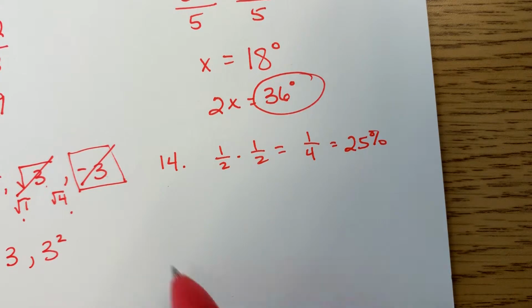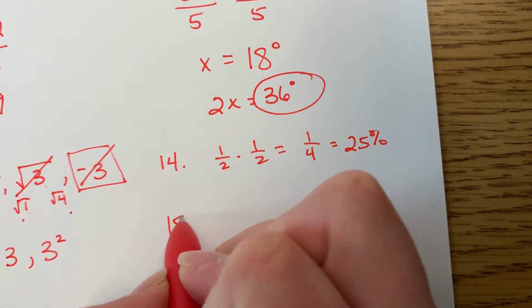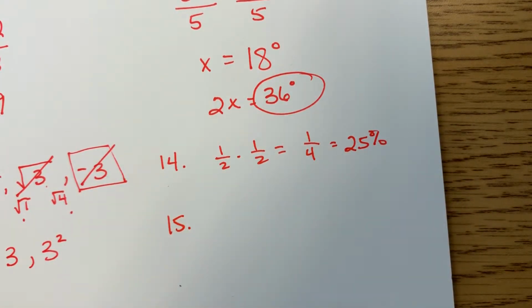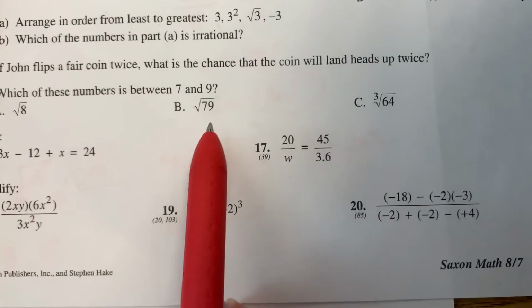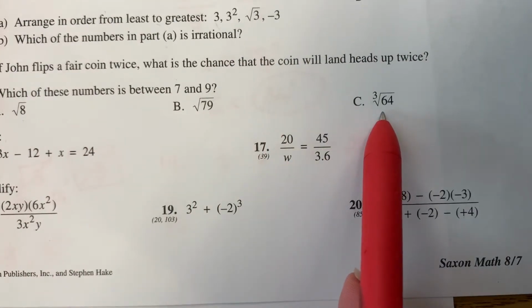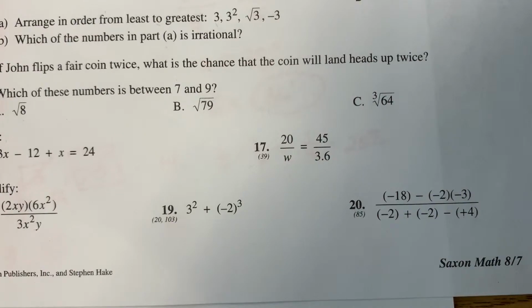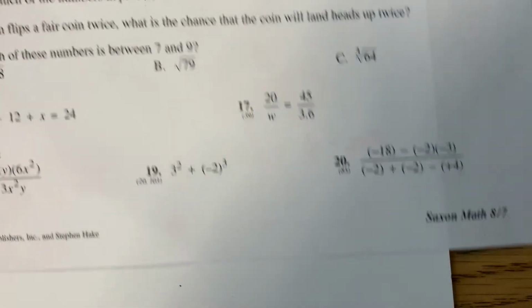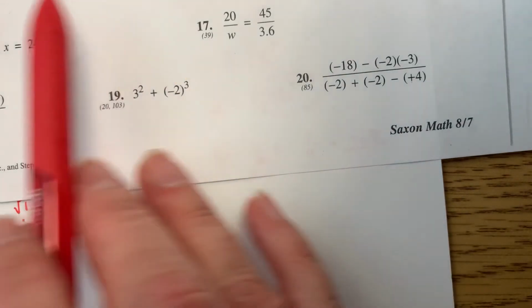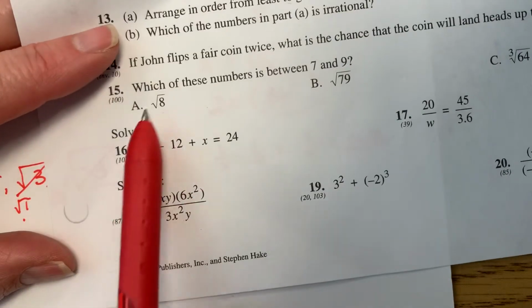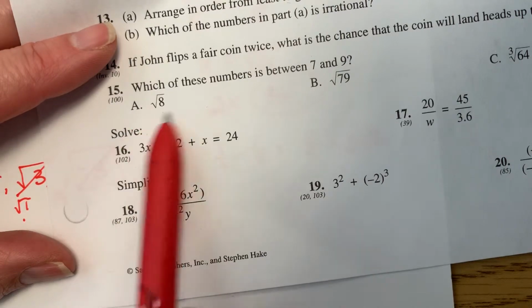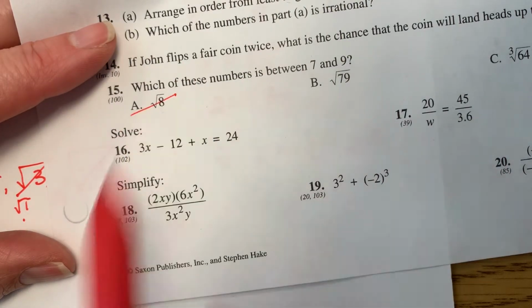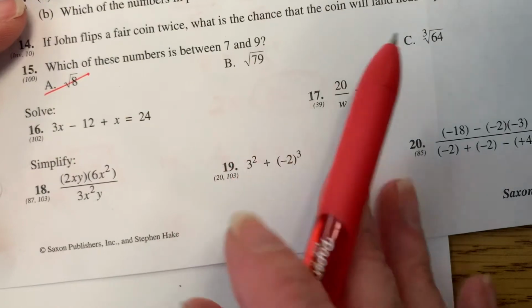All right, number 15. It says, which of these numbers is between 7 and 9? So it's talking about the square root of 8, square root of 79, or the cube root of 64. All right, so let's think about square roots. The square root of 8 is going to fall between 2 and 3. So that one's out. We know that's not even a possibility. So we have to think about this one.